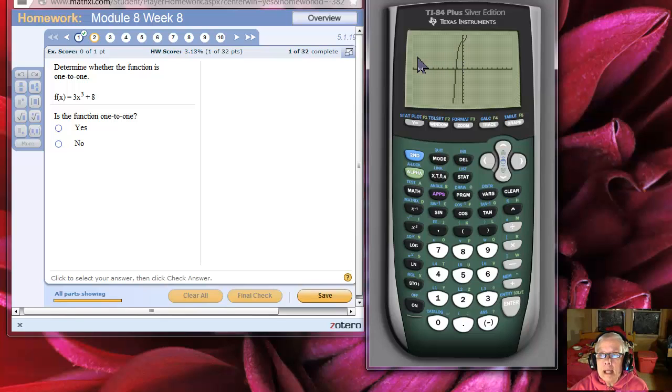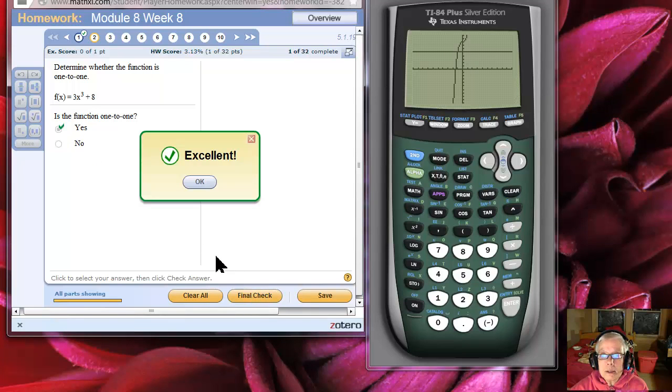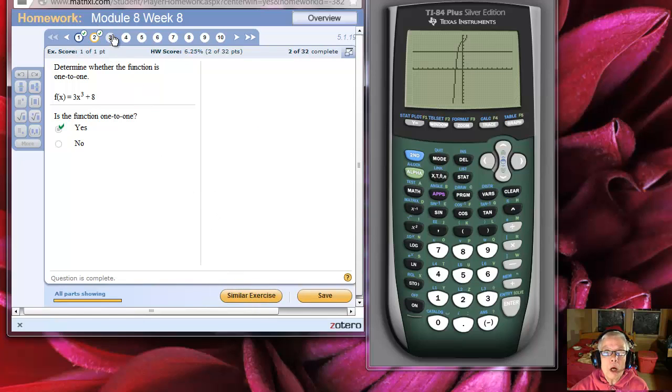But now I want you to imagine a horizontal line. In fact, I'm going to make one. I'm going to go down to y2, and I'm going to make y equals 5, just so I'll have a horizontal line. There's a horizontal line. That horizontal line intersects the graph at only one point. This graph, 3x to the third plus 8, passes the horizontal line test. It is one-to-one. So I'm going to answer, yes, it's one-to-one. Excellent, and I'm going to go on.